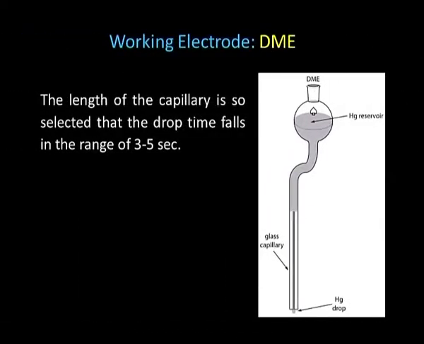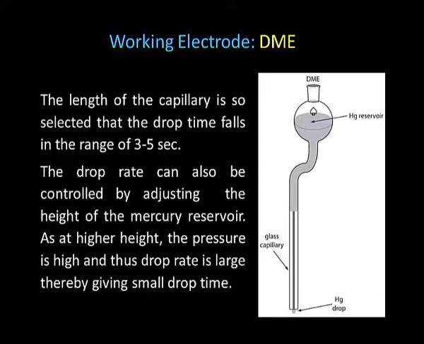The length of the capillary is so selected that the drop time falls in the range of 3 to 5 seconds. The drop rate can also be controlled by adjusting the height of the mercury reservoir. At a higher height, the pressure is high and thus the drop rate is large, thereby giving a small drop time. Therefore, if we increase the height of the reservoir, the drop time becomes small. The drops start falling at a faster rate.